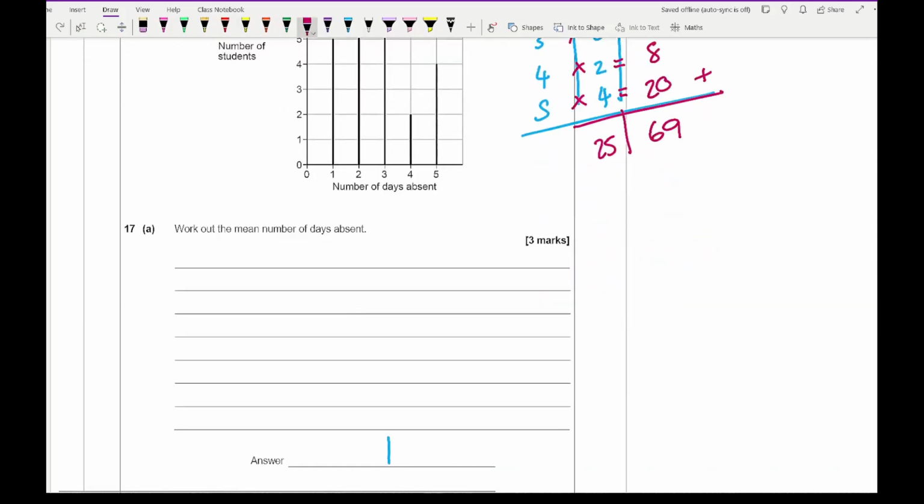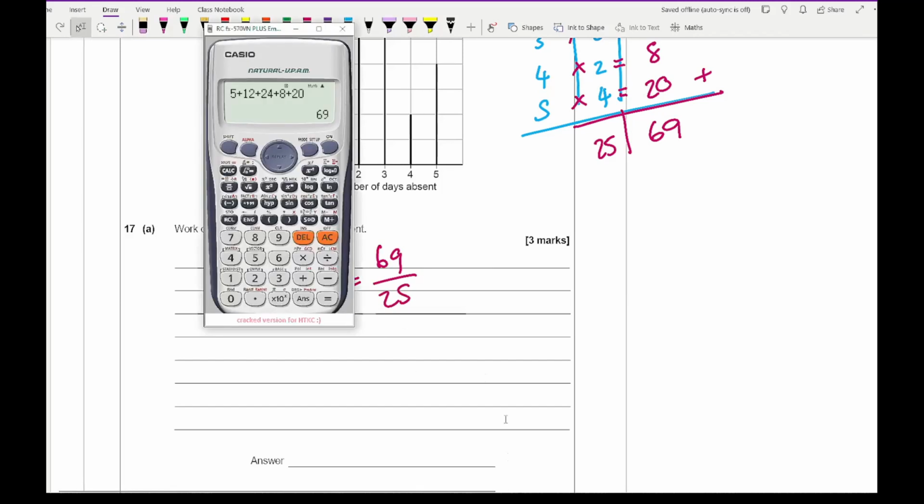So looking at the mean, not the estimated mean, because we've actually got all values. So the mean is equal to 69 divided by 25, which equals 2.76.